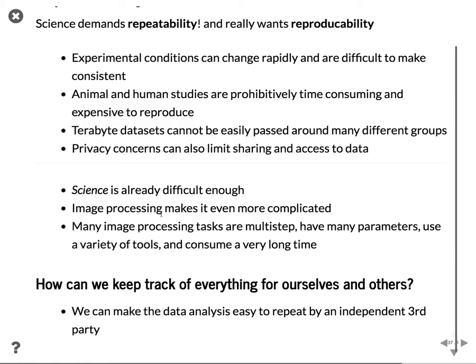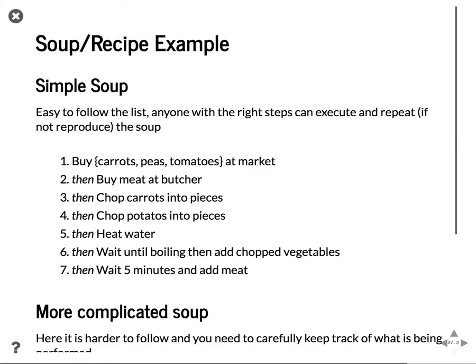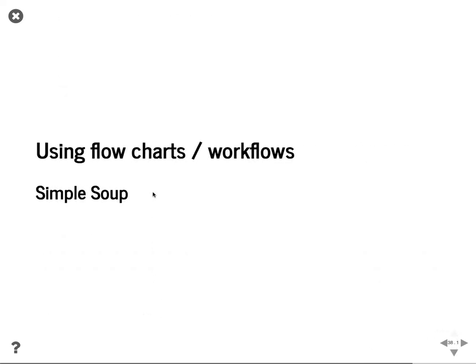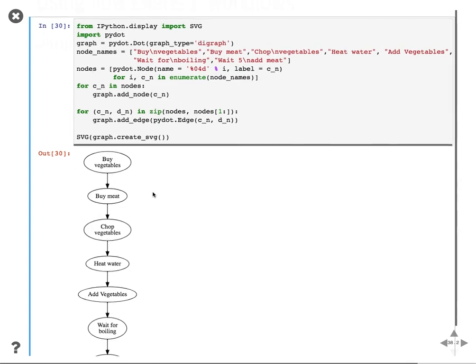So how can we keep track of everything for ourselves and others, and, for at least the people who aren't trying to intentionally game the system or cheat, make it easy enough to repeat the results? If we have this idea of a soup or a recipe, a simple soup with these 7 instructions, how can you go about making that soup? We'll skip the complicated soup for now. That's where we can use this idea of flowcharts and workflows.